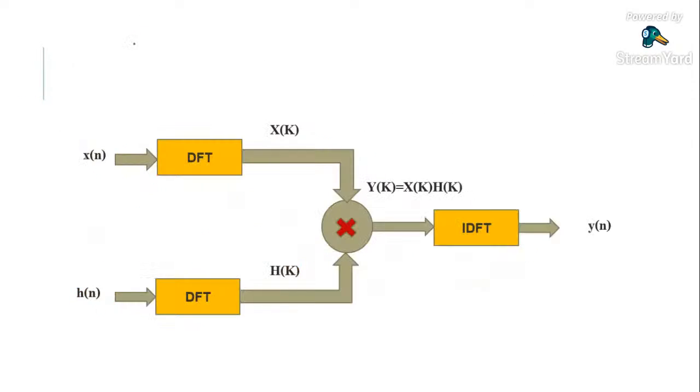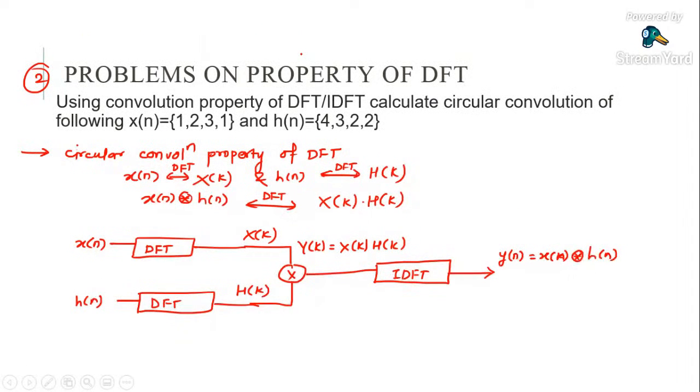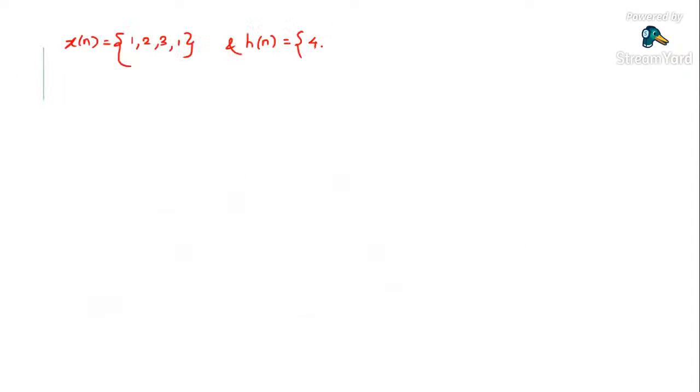Now take x(n). What is x(n) given? x(n) is given as 1 2 3 1, and h(n) is given as 4 3 2 2. Okay. Start with the first: find the DFT of x(n).